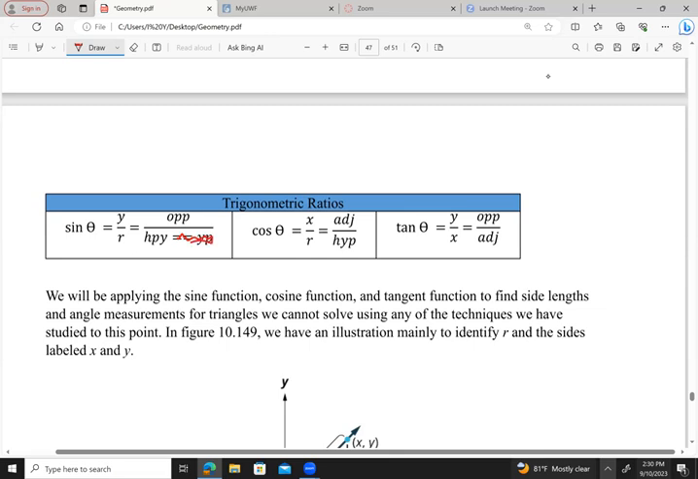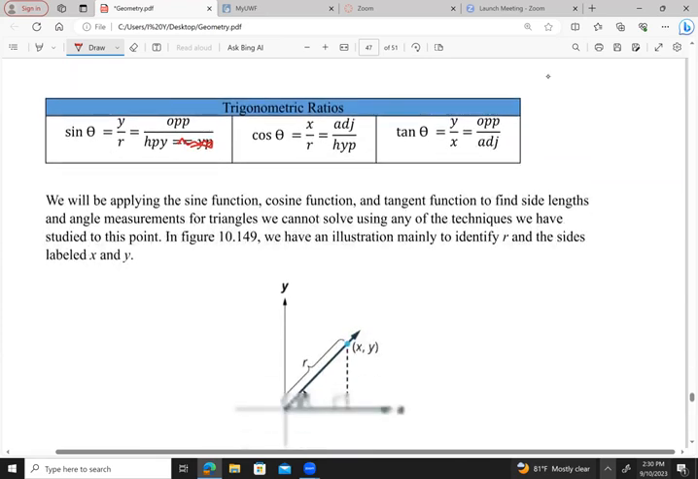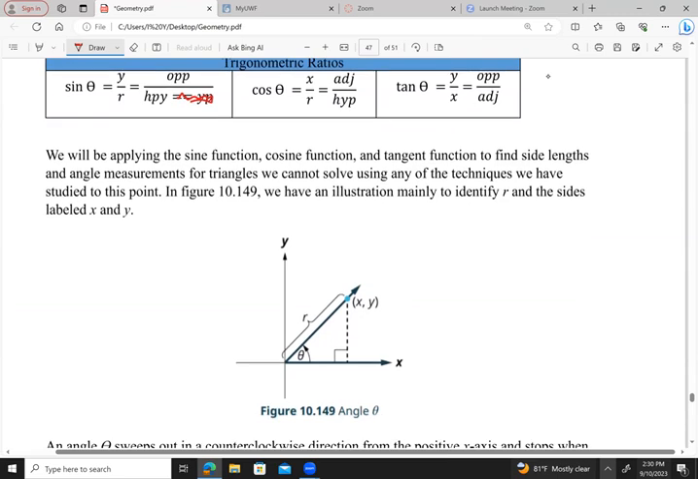The cosine is x over r, or the adjacent side over the hypotenuse. And the tangent of theta is y over x, which is the opposite over the adjacent. Okay, so we'll be applying the sine function, cosine function, and tangent functions to find side lengths and angle measurements for triangles. We cannot solve using any technique we've studied so far.